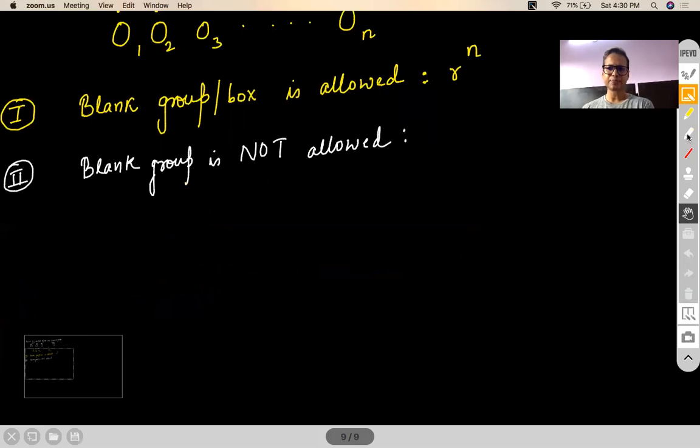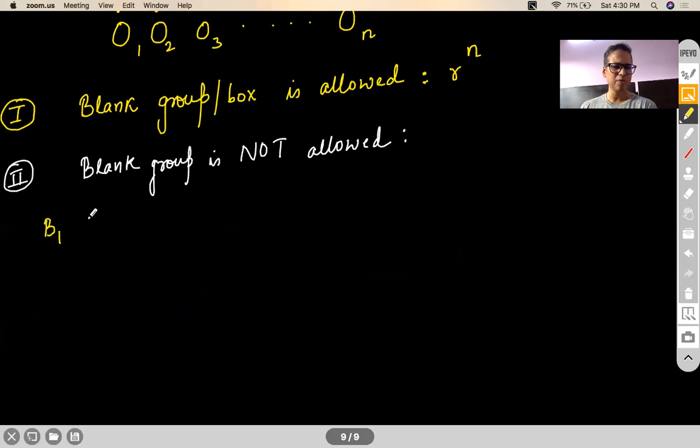Let us say I call an event B1 where box 1 is blank. Blank means empty. There is no object in that box. Just listen to me. At the end of this discussion, you'll definitely make sense of what I'm talking about. So let's say B1 is an event where you are saying box 1 is blank.